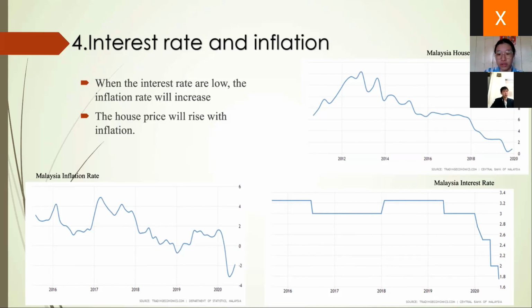This is because a low interest rate means that the amount charged by the bank to the borrower becomes lower, so the lesser amount of money the borrower needs to pay back. People have more purchasing power and it becomes affordable to buy a house. This will lead to an increase in demand on housing and can cause inflation. The price will rise with inflation, and as you can see on the Malaysia house price index, the house price index increased during the 2016 to 2018 period.